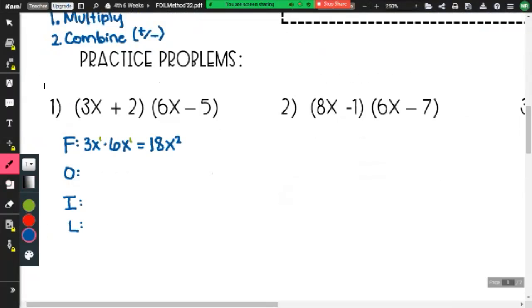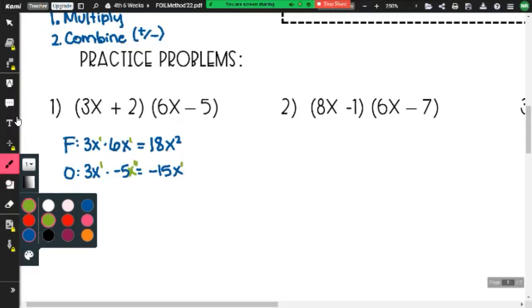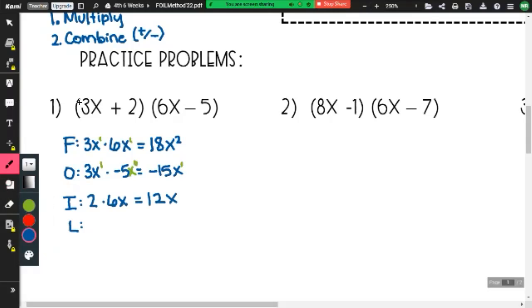All right, outside, 3x times negative 5. 3 times negative 5, negative 15, and add the x there. Once again, if you need to see the variable with the exponent, x stays the same. 1 plus 0 is still 1. Inside, 2 times 6x, 12x. And last, 2 times negative 5 gives us negative 10.